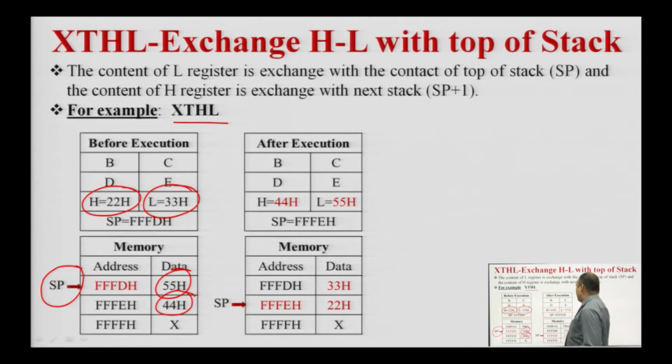Let us see after the execution of this instruction. First, the top of the stack has address FFFDH and the value is 55. This value is exchanged with the value of the L register, and the next stack location, address FFFEH, has the value 44. This value is exchanged with the H register. So, after the execution, H is equal to 44H, L is equal to 55H, and the memory locations FFFDH and FFFEH have the values 33H and 22H. In this way the processor will exchange the content of the HL register with the top of the stack with the help of instruction XTHL.